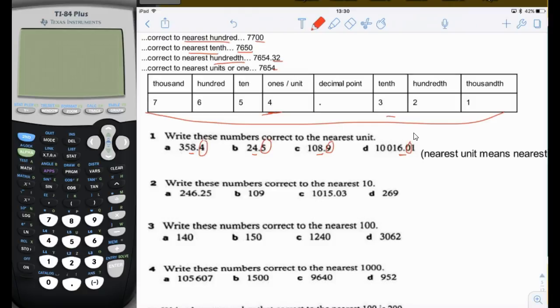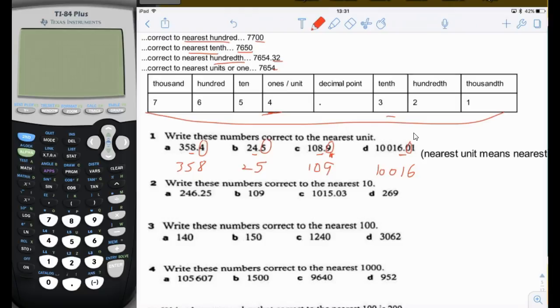This is just going to be 358. Since the 4 is less than 5, we do not round up. This would just be 25, right? Because the 4 would go up to a 5 because the next number is a 5. 109, because of this 9, we're going to round the 8 to a 9. And then 10,016 is going to stay 6 because the next number is 0.